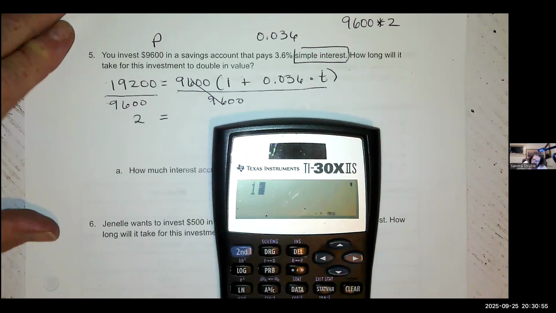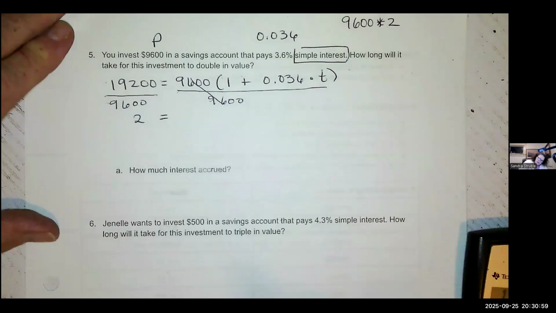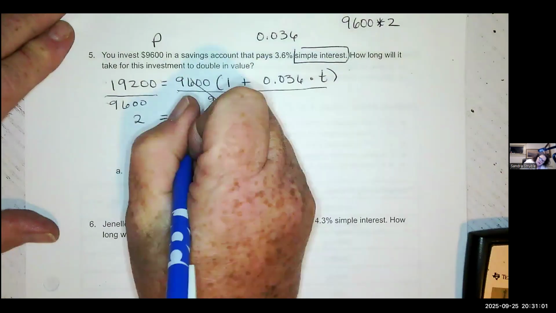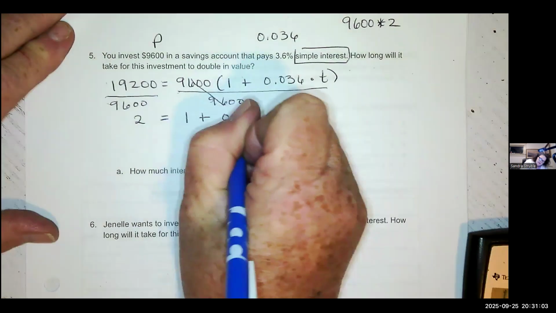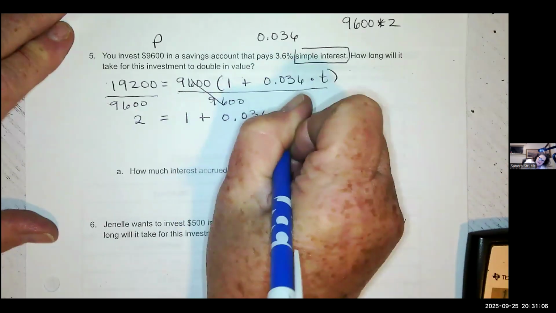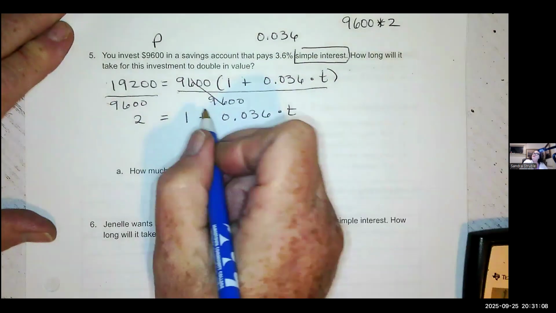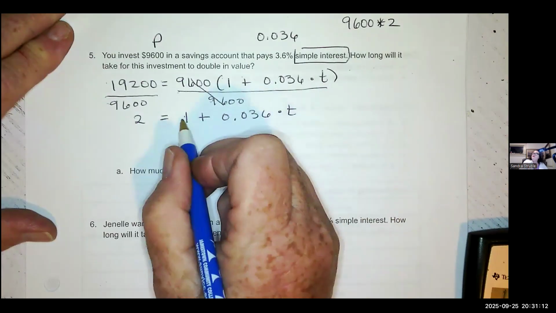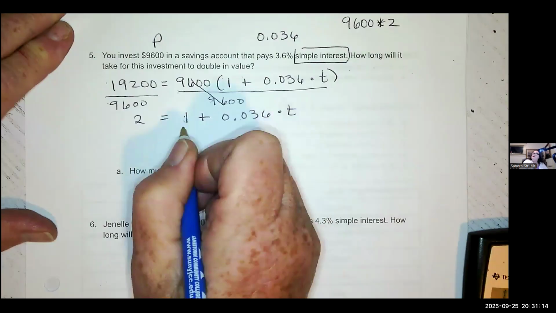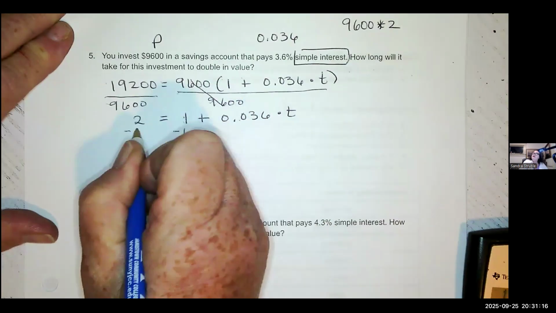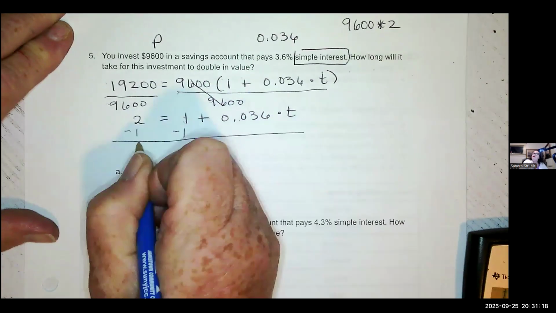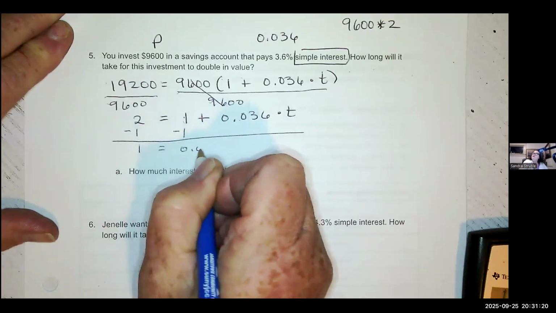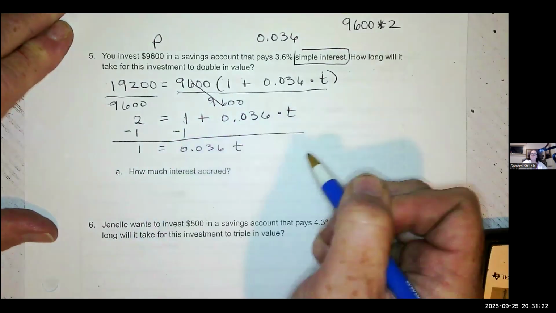Sorry, 19,200 divided by 9,600 is 2. And then we're left with 1 plus 0.036 times t. The next thing we have to get rid of is the 1. We can't get rid of anything over here yet because we've got to get rid of this 1 before we can divide. So I need to subtract 1 from both sides of the equal sign. And I get 1 is equal to 0.036 t.